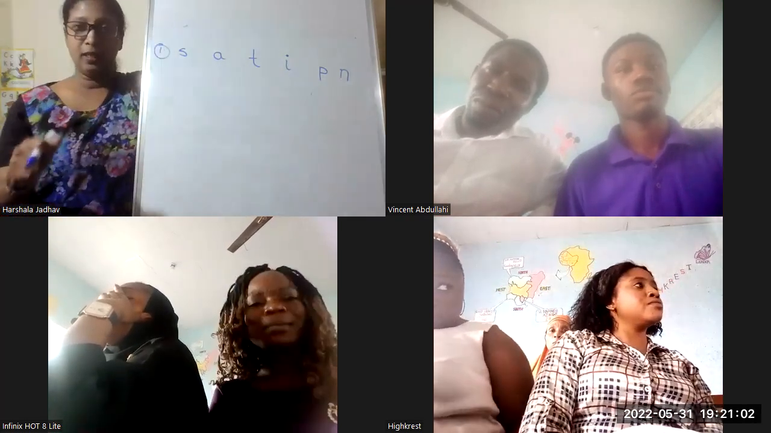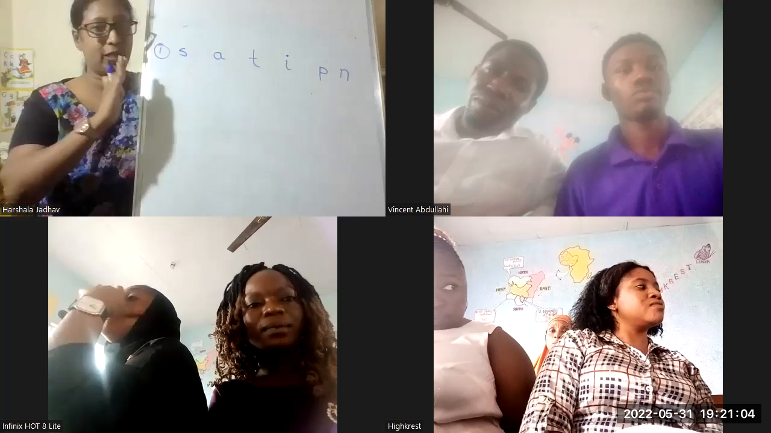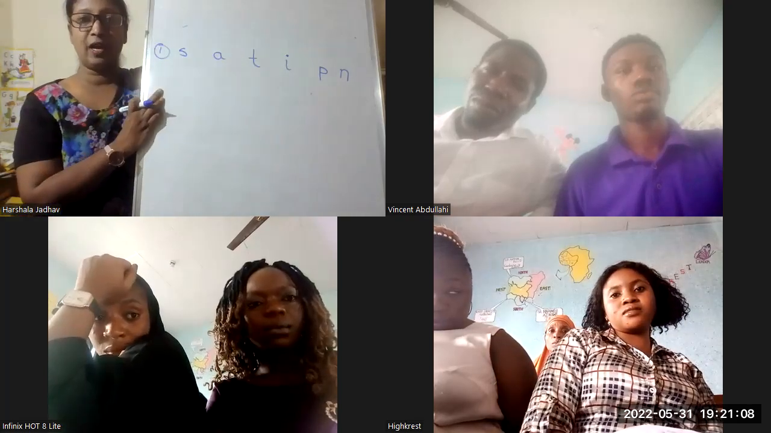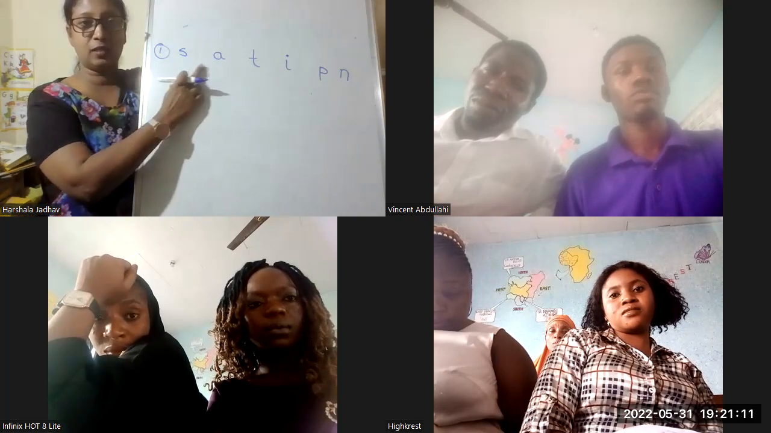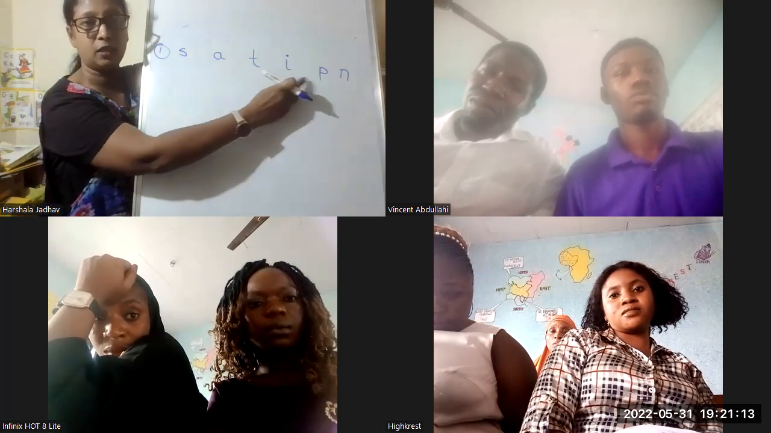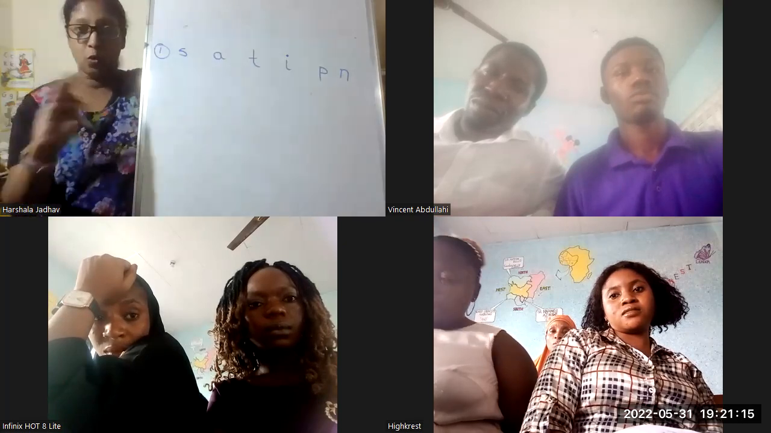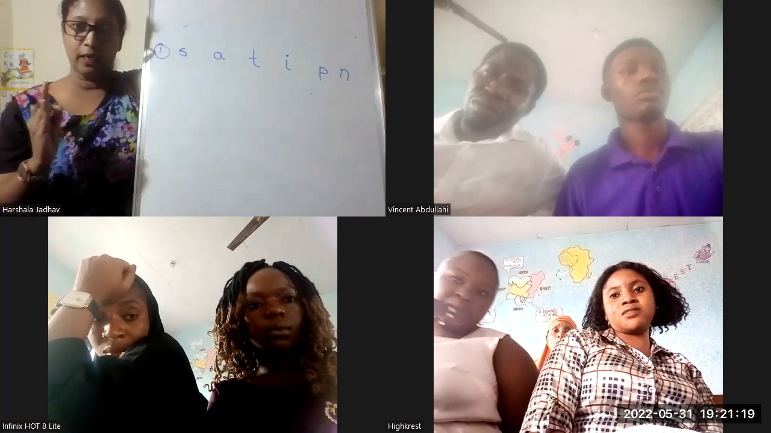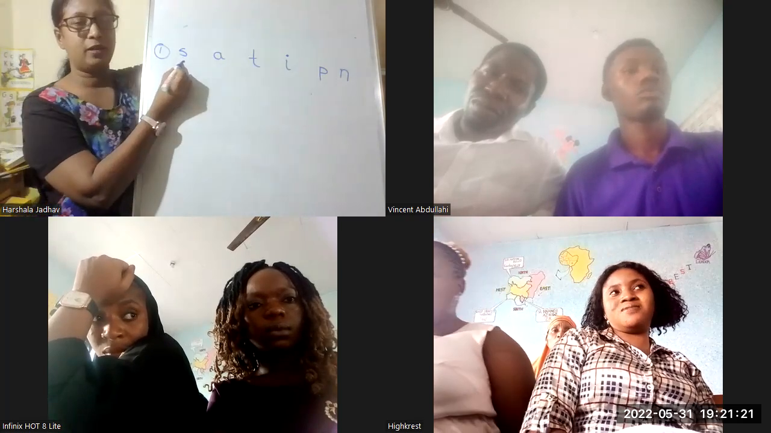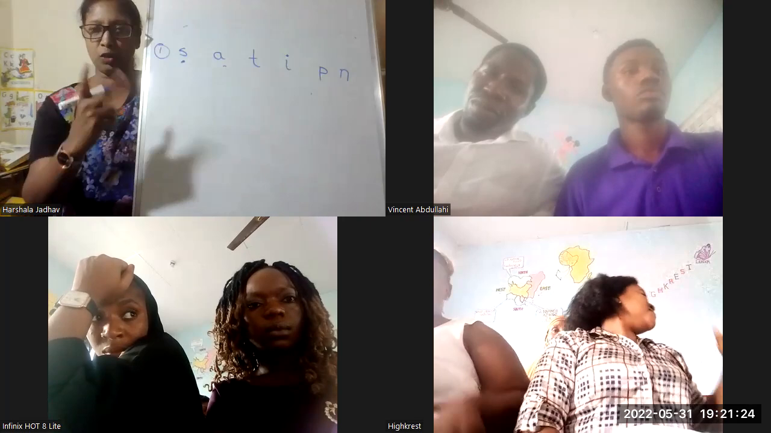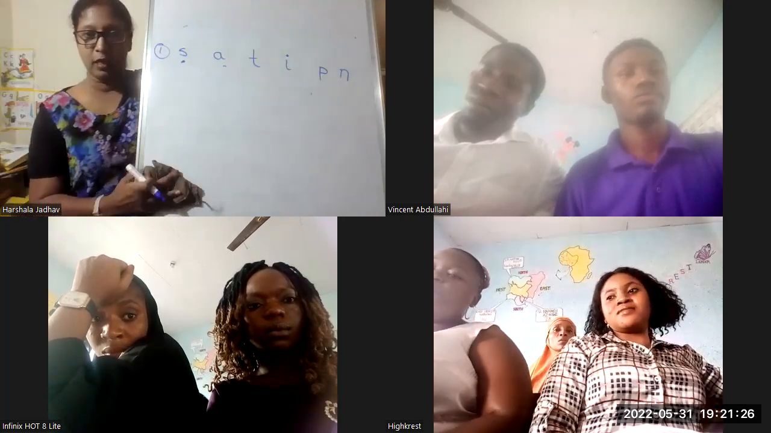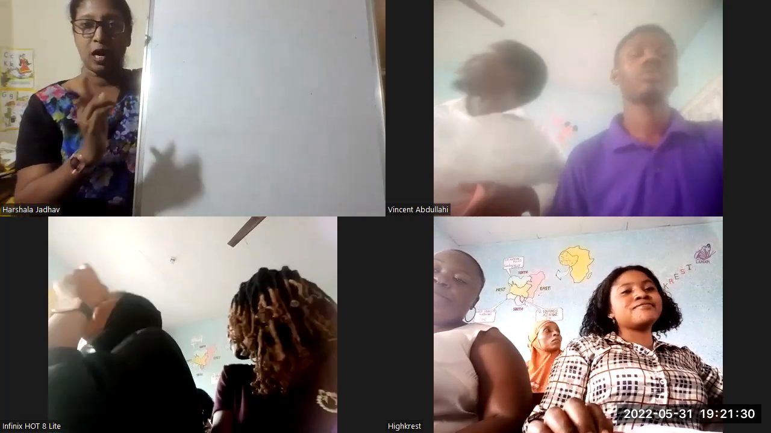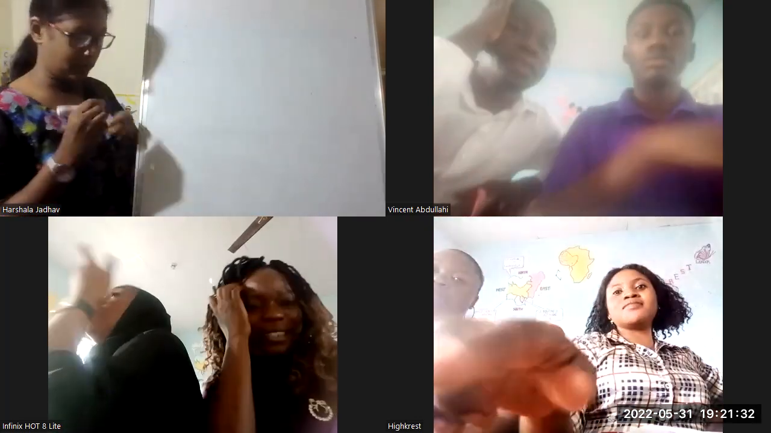And the other thing, we do not introduce the letters with their names. That is, this is S, this is A, this is T, this is I, this is P, this is N. No. Make sure you do not introduce the names to the children in the beginning. Introduce the letters with their sounds. These are the two main things you need to remember. Now we are going to start with the actual program. Fine?